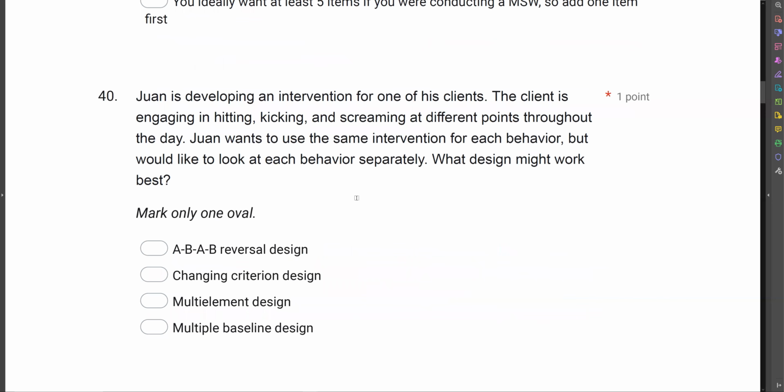The client is engaging in hitting, kicking, and screaming at different points throughout the day. Juan wants to use the same intervention for each behavior, but would like to look at each behavior separately. What design might work best?